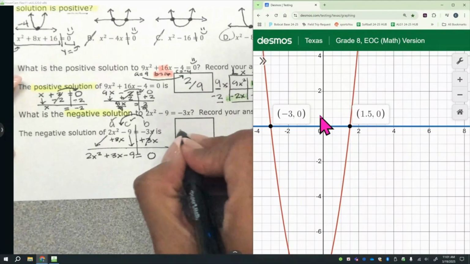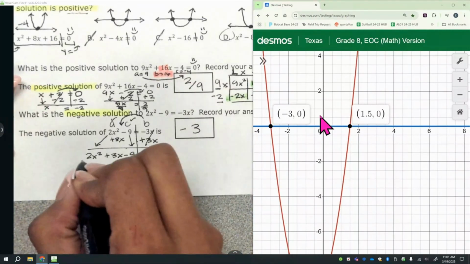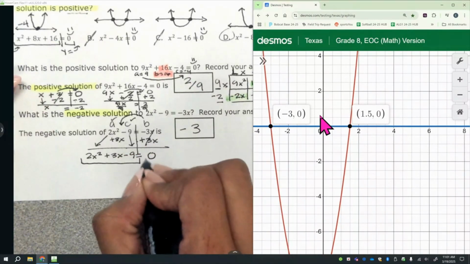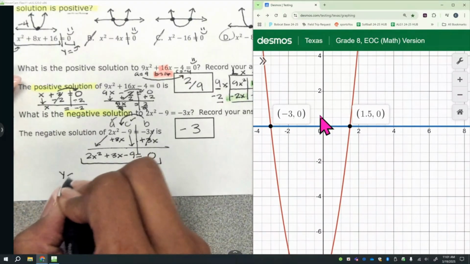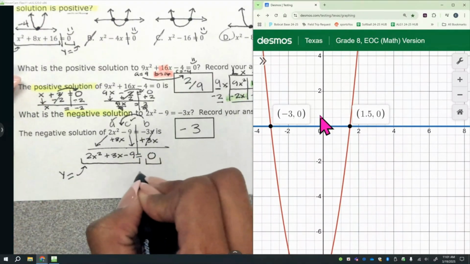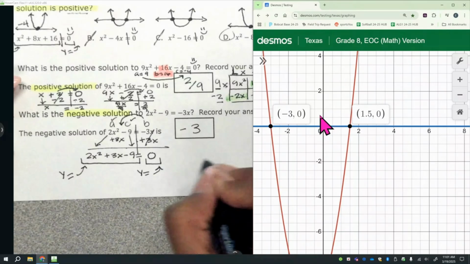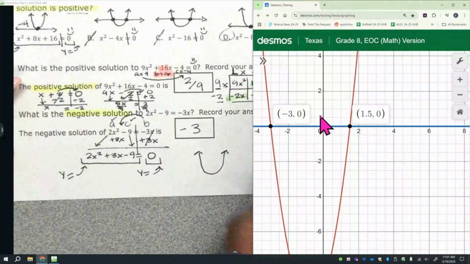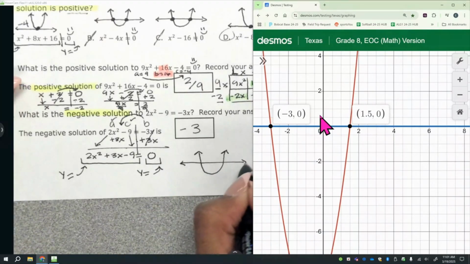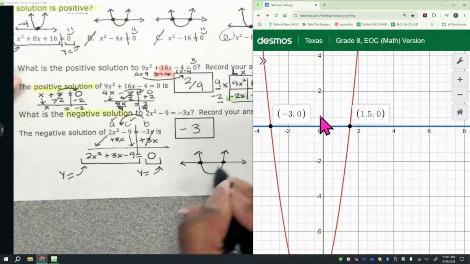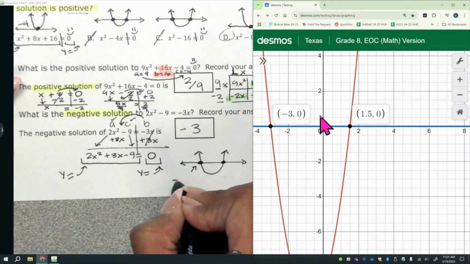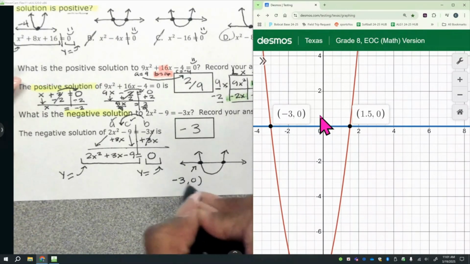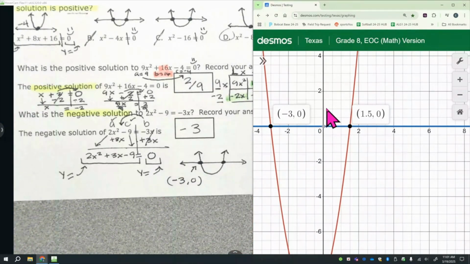So that is my answer, and I would write out how you got your answer. That way you know for later. We typed in both halves. Here's our picture. My parabola, the line, and here is the 2 points. This is the negative one, negative 3, 0. And that is my answer.